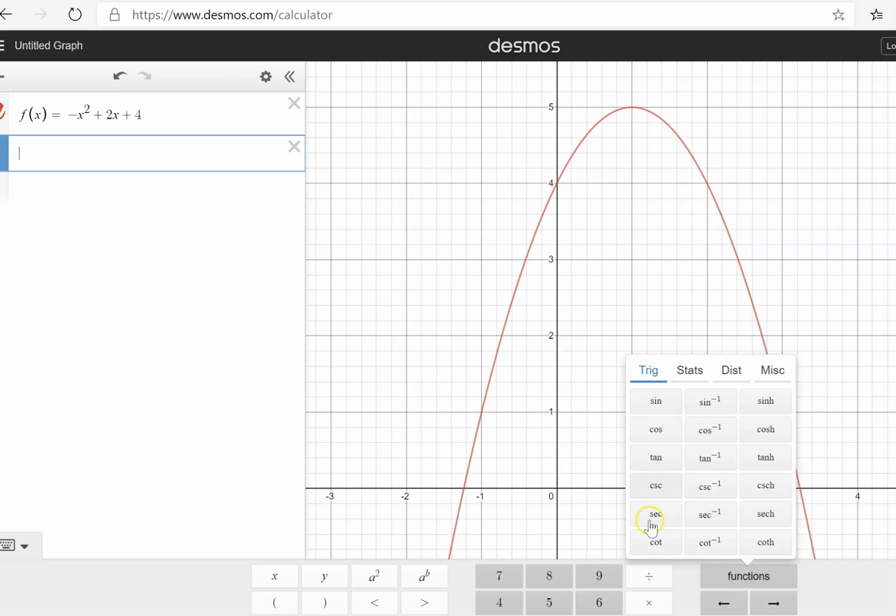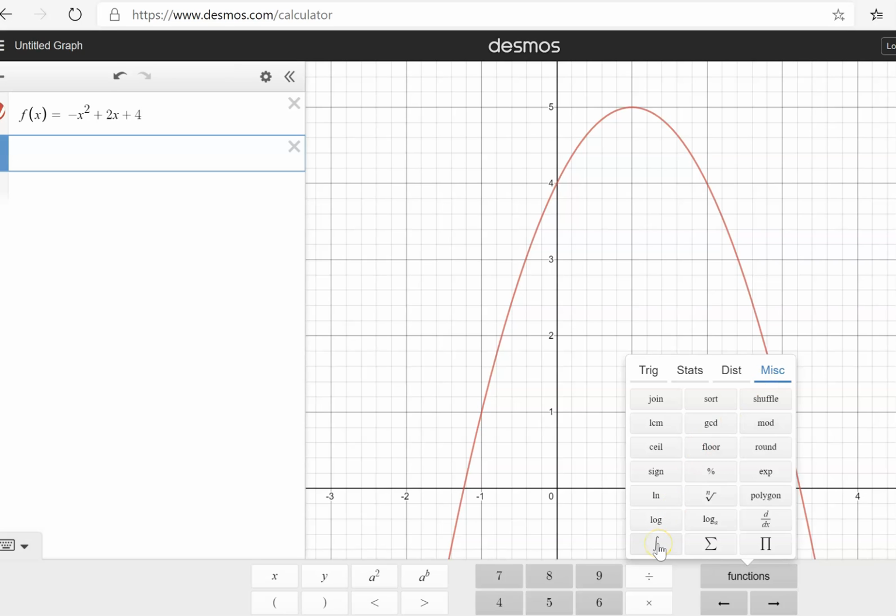So there's a trig menu. This is not a trig-based course. There's a stats menu. There's a dist menu. Is that distance? What is that? Oh, distributions. Oh, God, I didn't even know that. That's so cool. And there's a miscellaneous one. So go to miscellaneous.